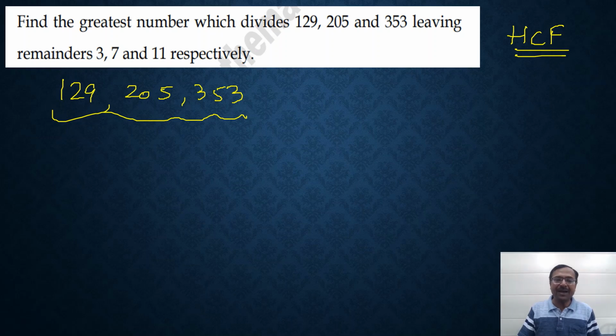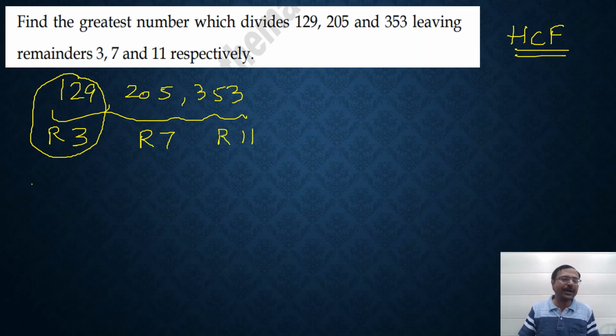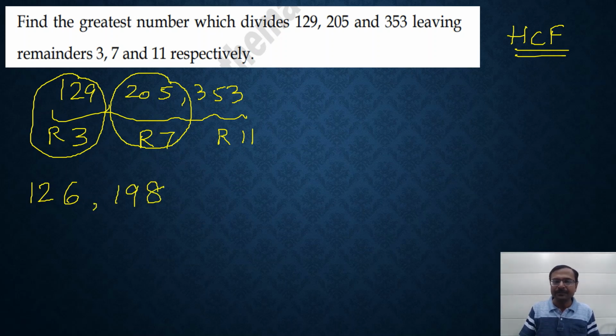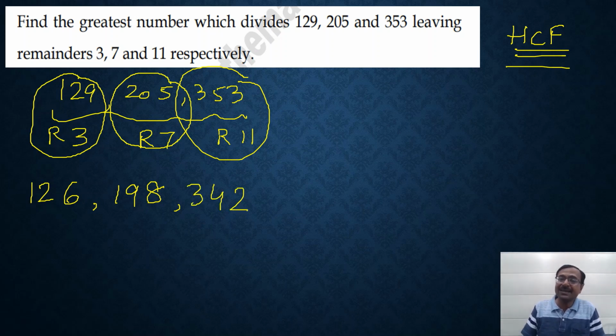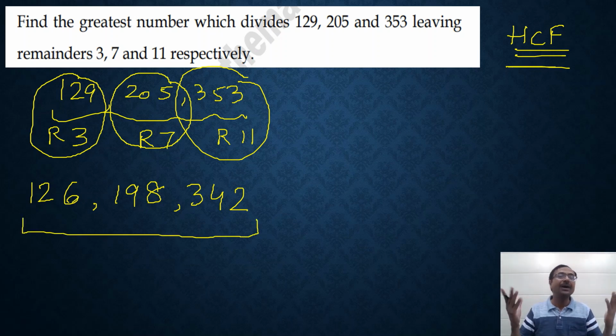Now, we have a remainder 3 here, remainder 7 here, and a remainder 11 here. So let's get rid of the remainders first. So if you subtract the remainder from 129, you are going to get the number 126. If you subtract the remainder 7 from 205, you are going to get 198. And if you subtract the remainder 11 from 353, you are going to get 342. Now our HCF of these three numbers will be the final answer because we have already removed the remainders, and the divisor is now going to divide all these three numbers exactly.